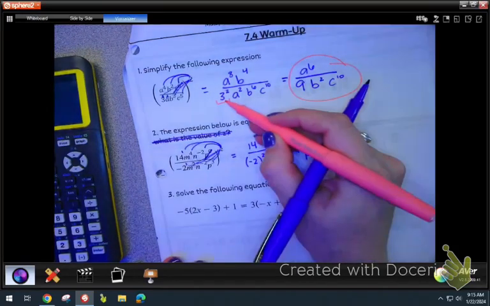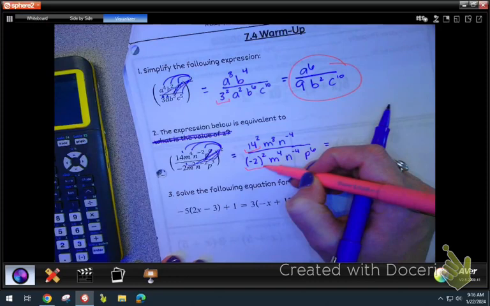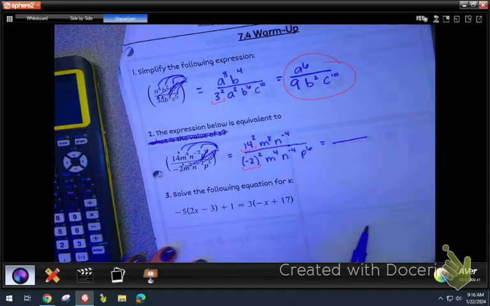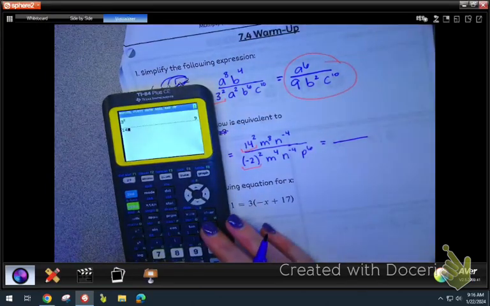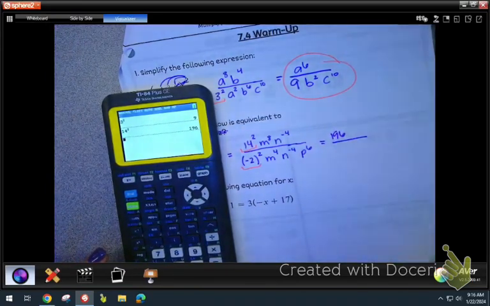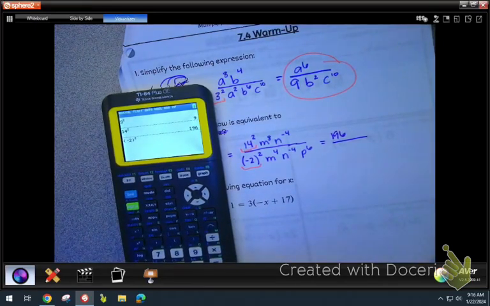And kind of like we did with the 3 squared over here, I'm going to figure out what 14 squared is. I'm going to figure out what negative 2 squared is. Okay, I'm going to take another space here. 14 squared, I put in my calculator, and I get 196. Negative 2 squared, I put in my calculator with, what did I put around it?